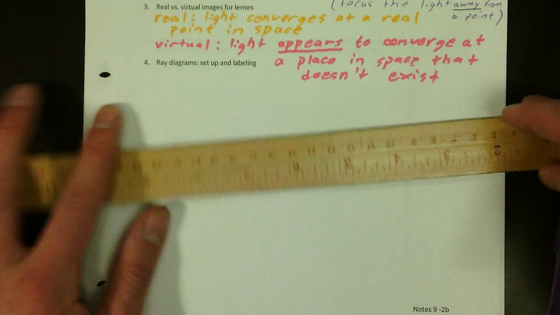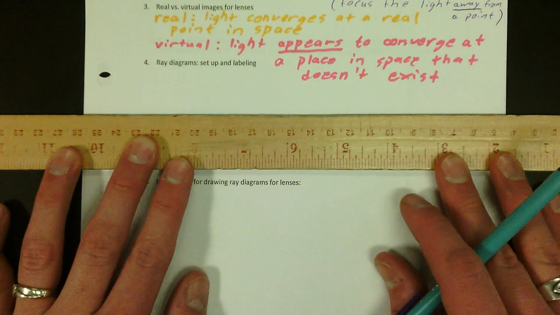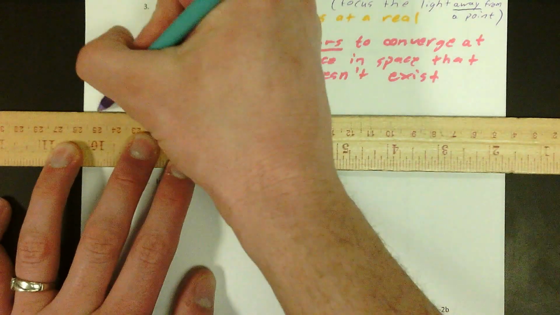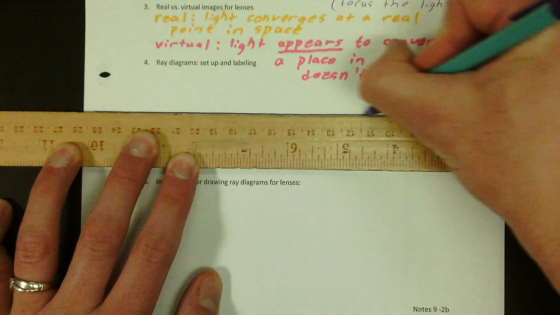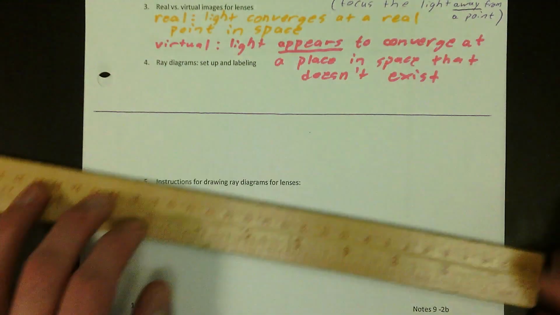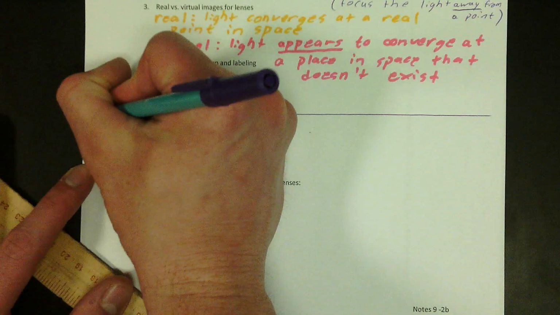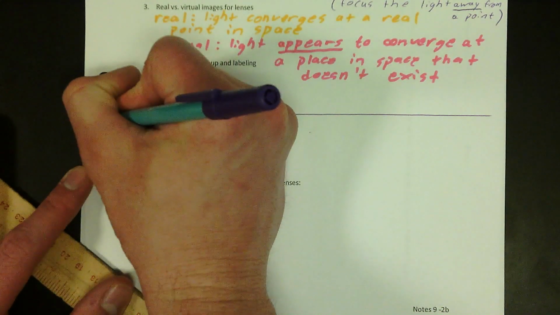All right, first thing you do is you draw a line straight across your paper. It's called the principal axis. We talked about this before. I'm going to label all these things. On the problem, you don't necessarily have to label what the principal axis is.